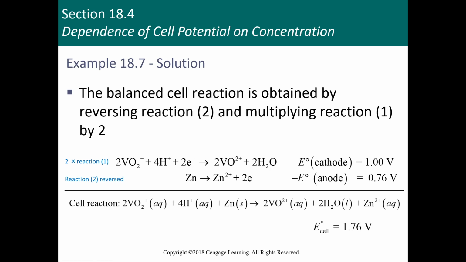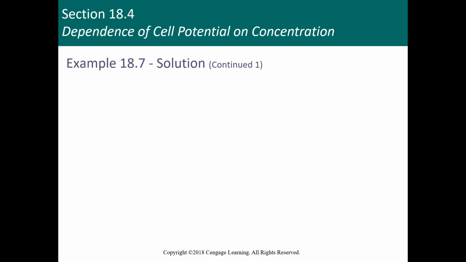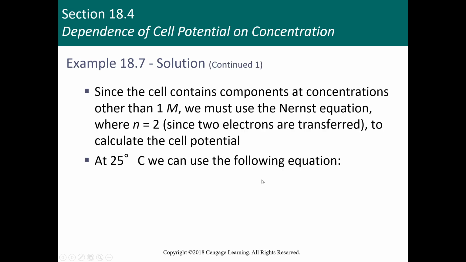Again, notice that this is going to give you a positive E0 cell. So our E0 cell is 1.76 volts. Again, that is E0 cell, which is the little degree symbol right there if you forgot. All right, so the cell contains components at concentrations other than 1 molarity. So we're going to have to use our Nernst equation. For our Nernst equation, n is going to equal 2 because that comes from those 2 electrons right there, the 2 electrons that we had to equal out.